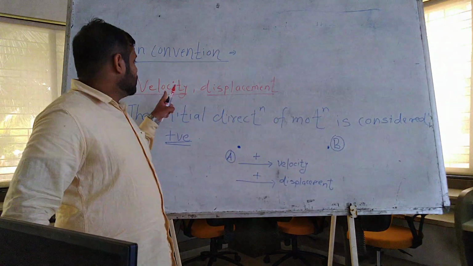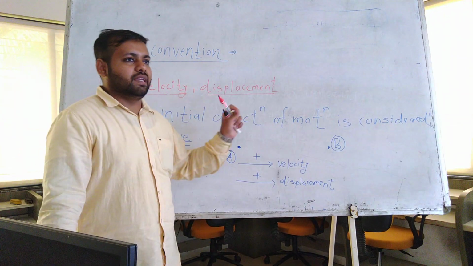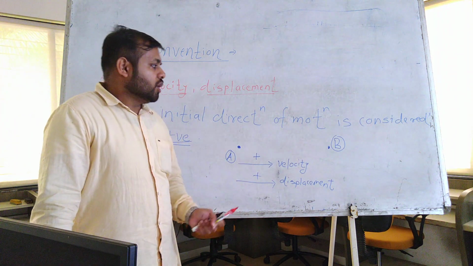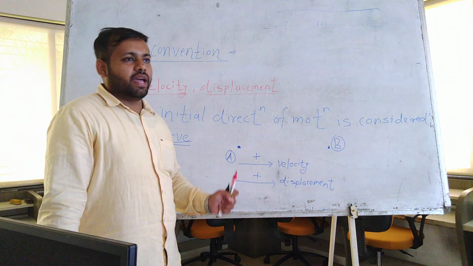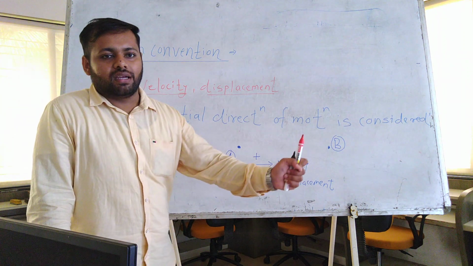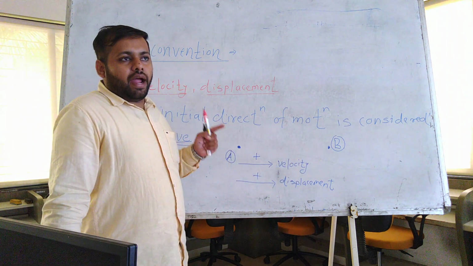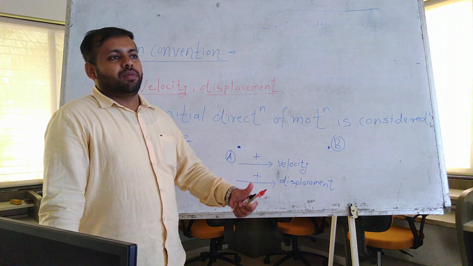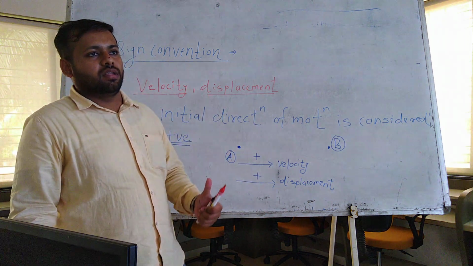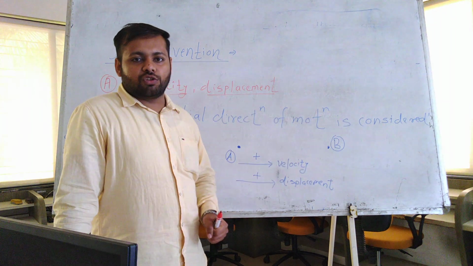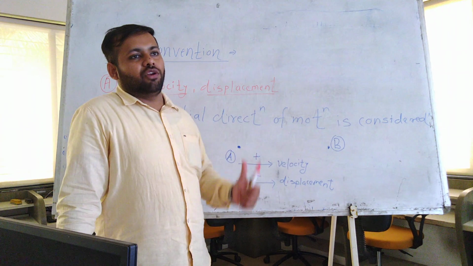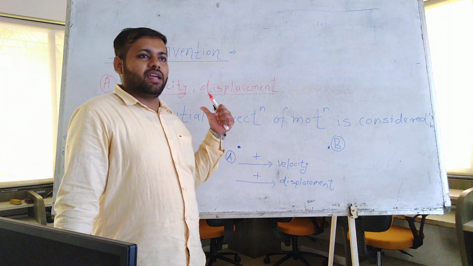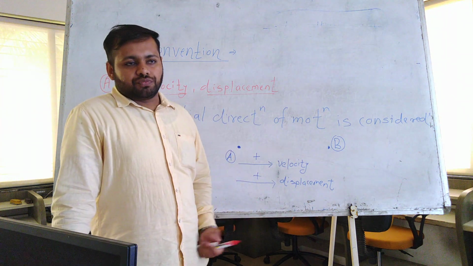So this is the sign convention rule for velocity and displacement. You should understand the initial direction, and according to that you have to assign proper sign. If the initial direction of motion is towards right, then velocity and displacement towards right are taken as positive. If displacement happens towards the left, it means the initial direction of motion is towards left, then velocity towards left is positive, and displacement towards left is also positive.